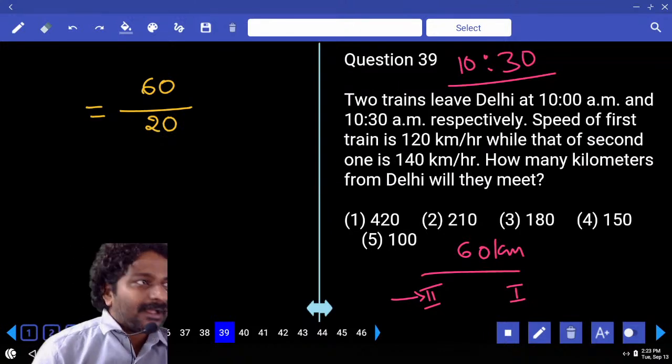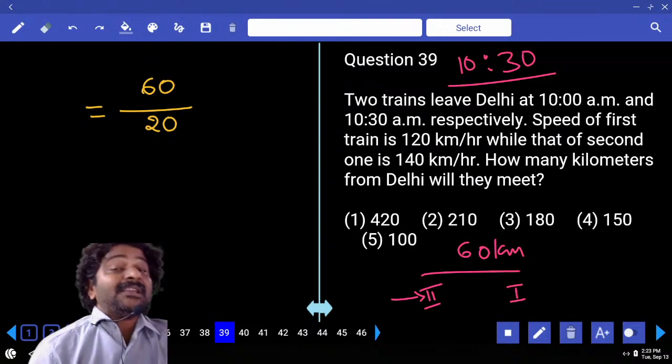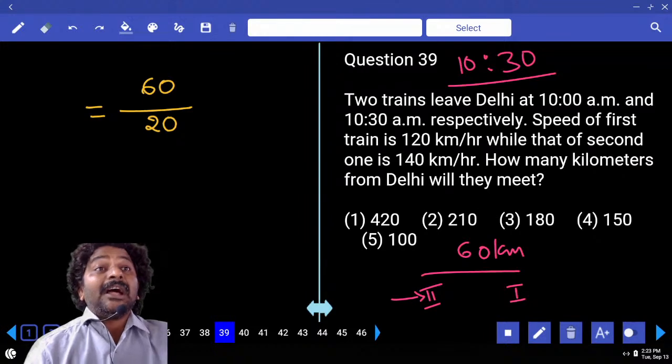Correct? Are you done with your answer? What is your question about? అడిగిన క్వశ్చన్ ఏంటి?